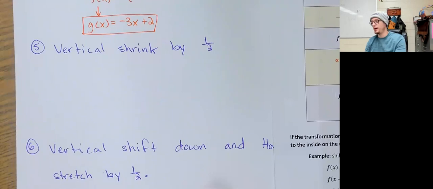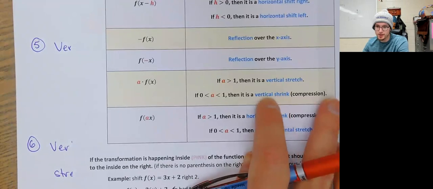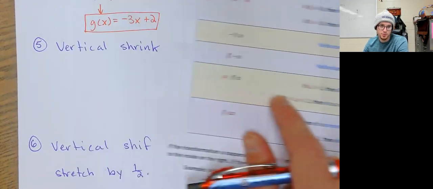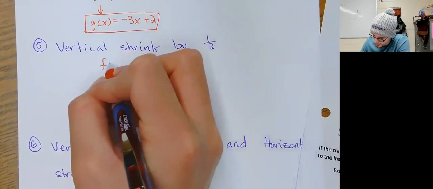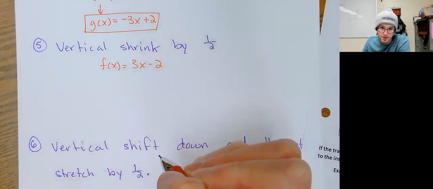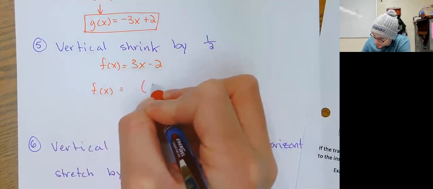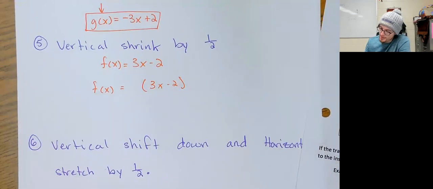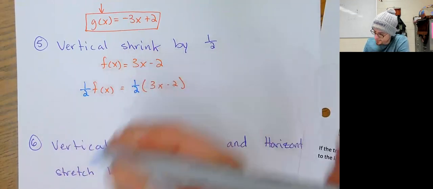Vertical shrink by 1/2. So vertical shrink and stretch means that we're going to multiply on the outside, and it's a shrink because we're multiplying by a fraction. So we're going to multiply the entire function. Better write down the function. We're going to multiply this entire function by 1/2. So we're going to get f of x and the entire function times 1/2.